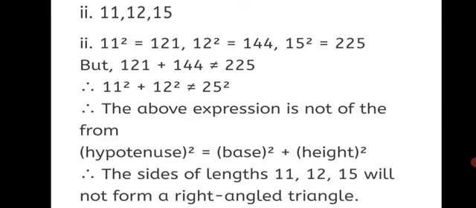So, for question number 2, all sub questions you will have to write the last half part in this manner. The above expression is of the form or not of the form hypotenuse square is equal to base square plus height square. And accordingly you will write your answer whether it will form a right angle triangle or not.